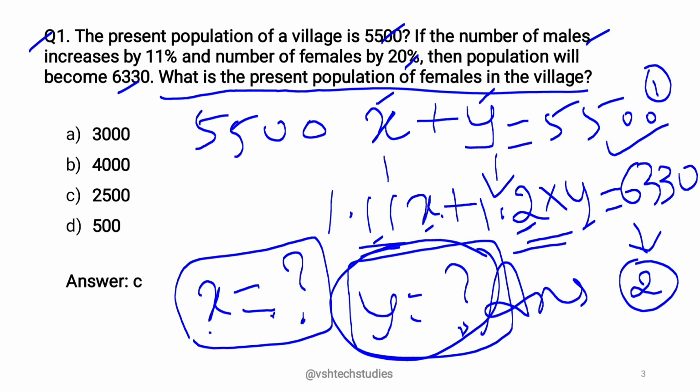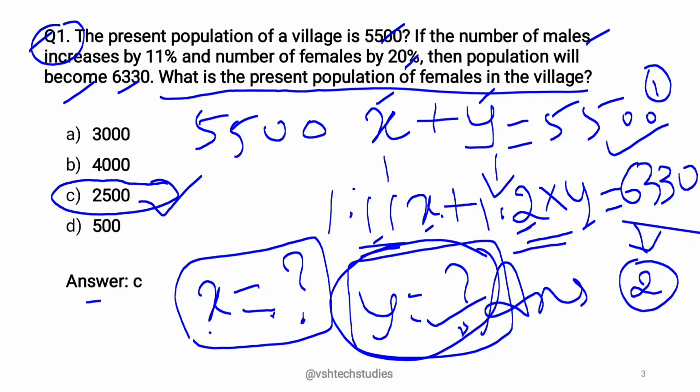So coming back to the problem statement here, this is a multiple choice question. y is found to be 2500, which is option C here. Hence we have to tick this. That is the solution of question 1, and that is what is mentioned here.